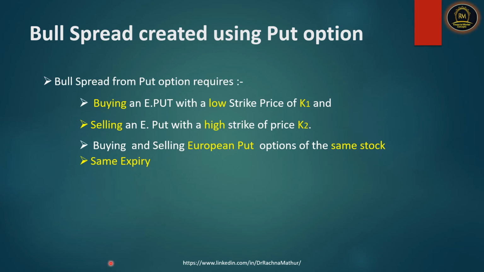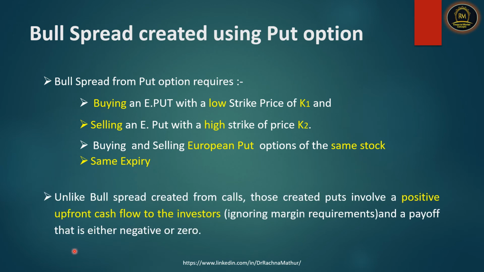So a bull spread from put options requires the following conditions. Condition number 1: buying a European put with a low strike of K1 and selling the same European put at a high strike of K2. That means both buying and selling are done only in European put options, on the same stock and with the same expiry.